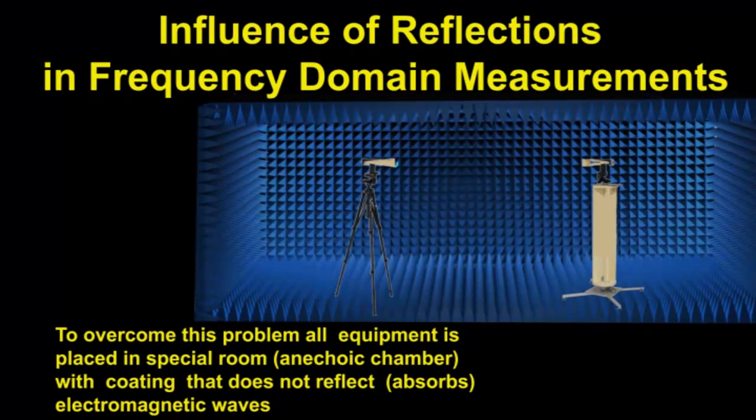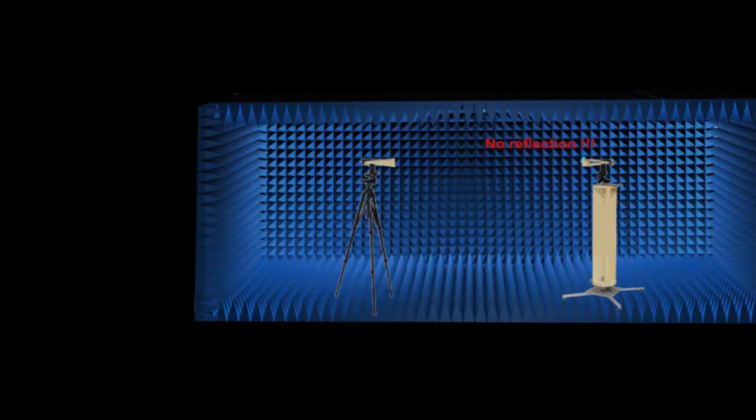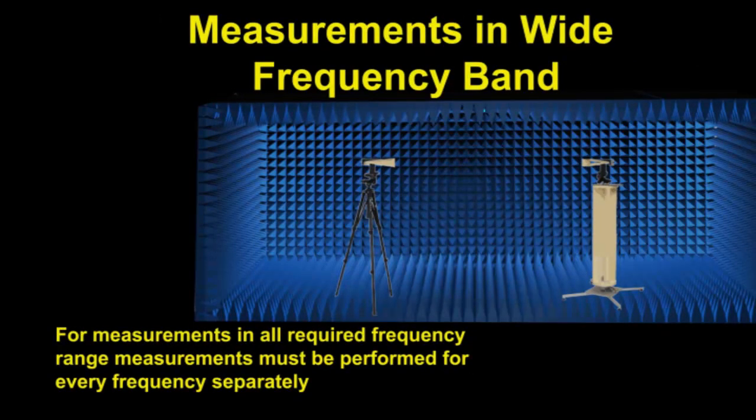To overcome this problem, all equipment is placed in a special room, an anechoic chamber, with a coating that does not reflect but absorbs the electromagnetic waves. For measurements in the whole required frequency range, measurements must be performed for every frequency separately.